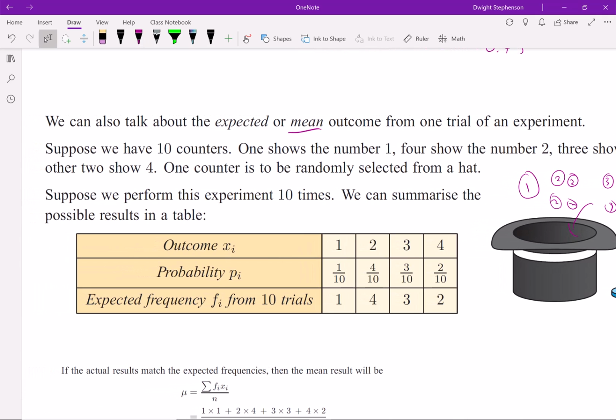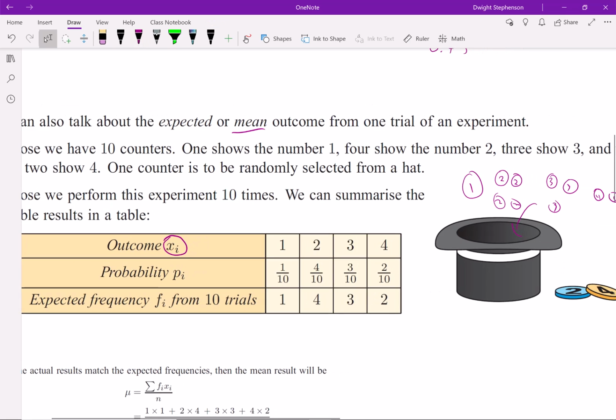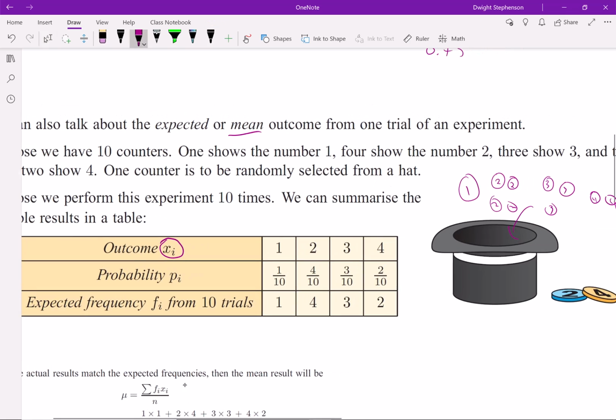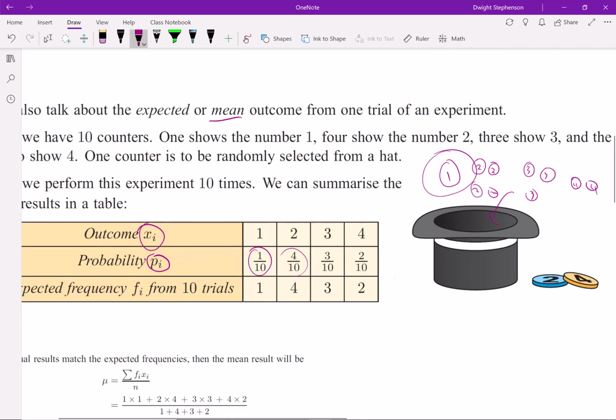We could summarize these results in this table, right? So the random variable here is what number do we pull out? Well, we could pull out a 1, a 2, a 3, or a 4, right? So those are our individual possibilities. Those are our xi, the things that could happen. And then the pi are the probabilities of those things happening, right? So the probability of pulling out a 1 is 1/10 because only 1 out of 10 of these counters is a 1. Probability of a 2 is 4/10, 3/10, 2/10, right?